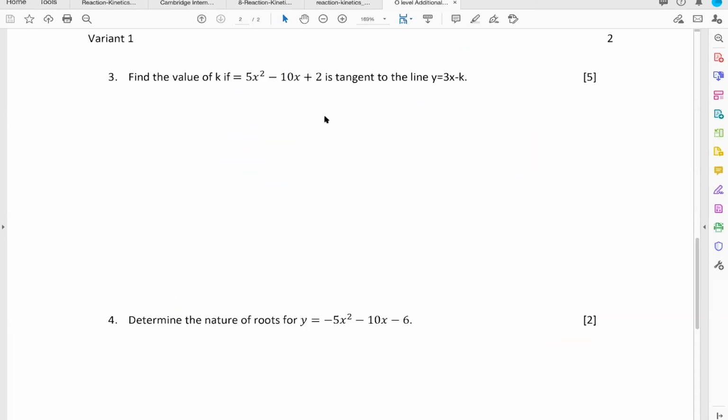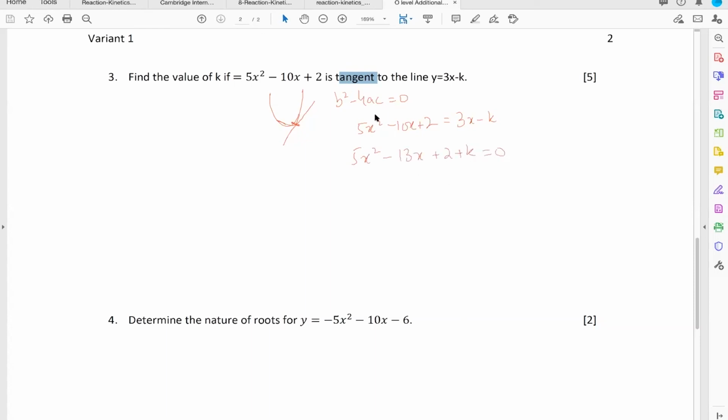What should the student do here? Sir, because it's a tangent, so we know it touches at one point. Yes. So because it's a tangent, we know that b squared minus 4ac equals 0. They touch at just 1 point. So we need to solve it simultaneously. So we put 5x squared minus 10x plus 2 equal to 3x minus k. And then we bring everything to one side because we want to talk about roots. If one side is not 0, we cannot talk about roots. So 5x squared minus 13x plus 2 plus k will be equal to 0.